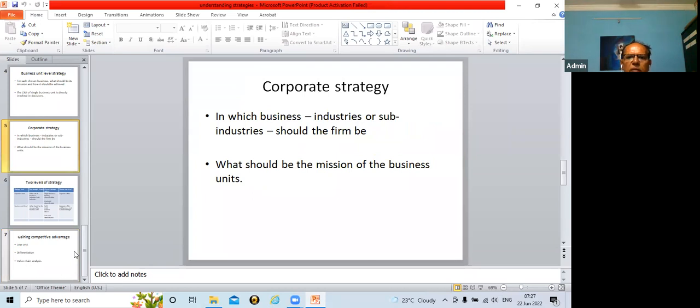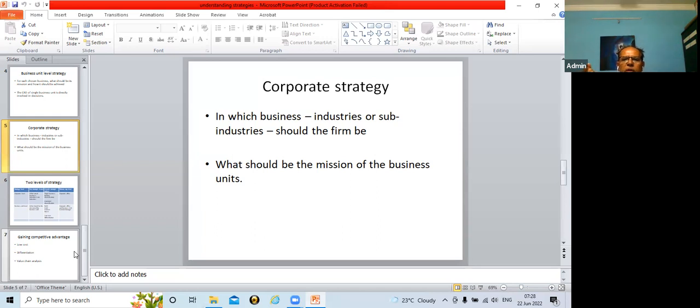Then after understanding unit level, now we'll talk about the corporate level, at a company level. Earlier, we discussed the unit level, because there might be 3-4 units in one company, and how strategy is formulated at a unit level. Now we are discussing how strategy is formulated at a corporate level. In corporate level, in which business, that is, which industries or sub-industries, should the firm be?